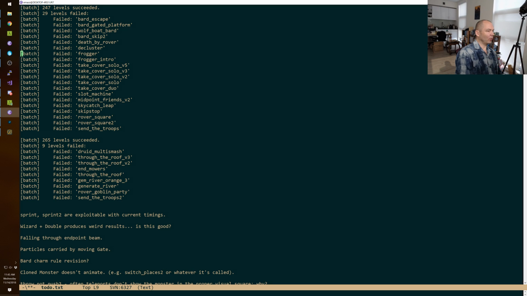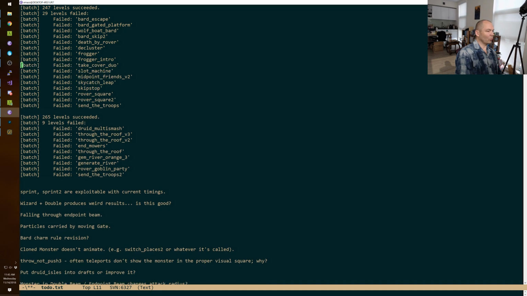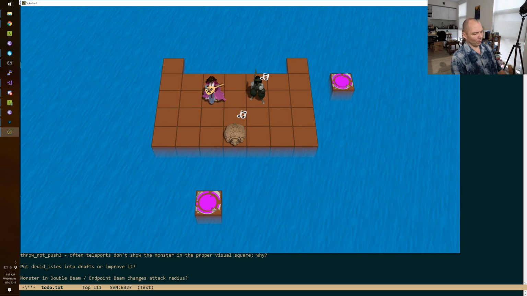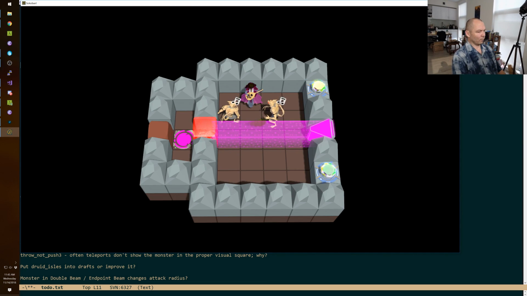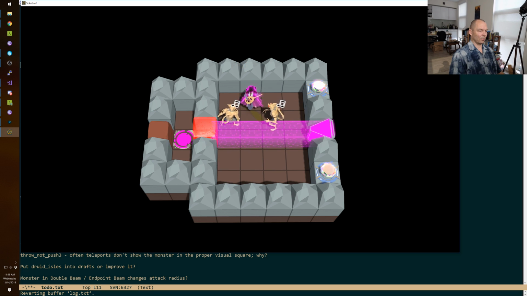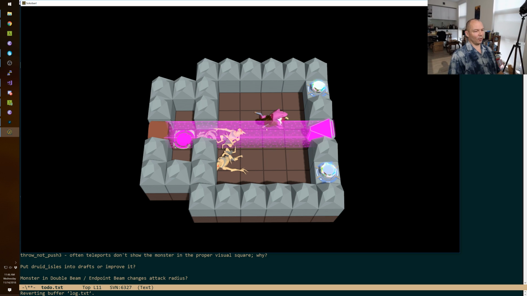I see lily pad timing problems. These are all new. What's Bard Escape? Wait, why'd she die? How does that make any sense? Why'd she die? Okay, we can't check this in.